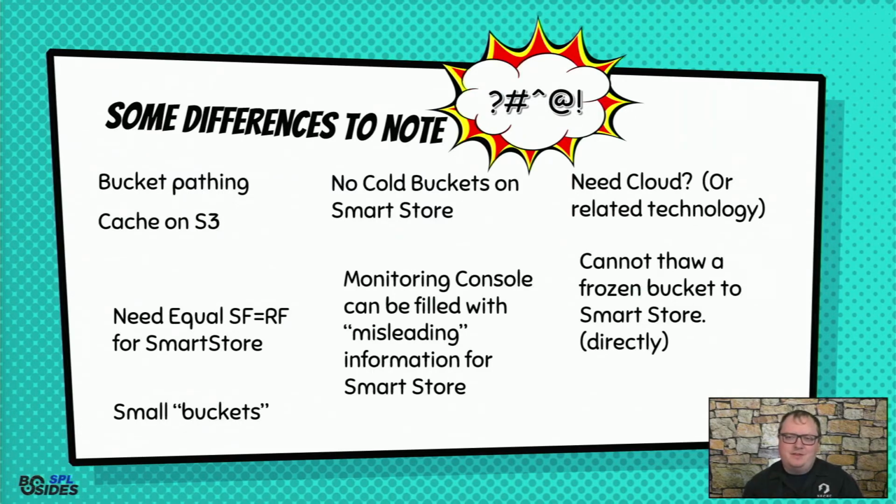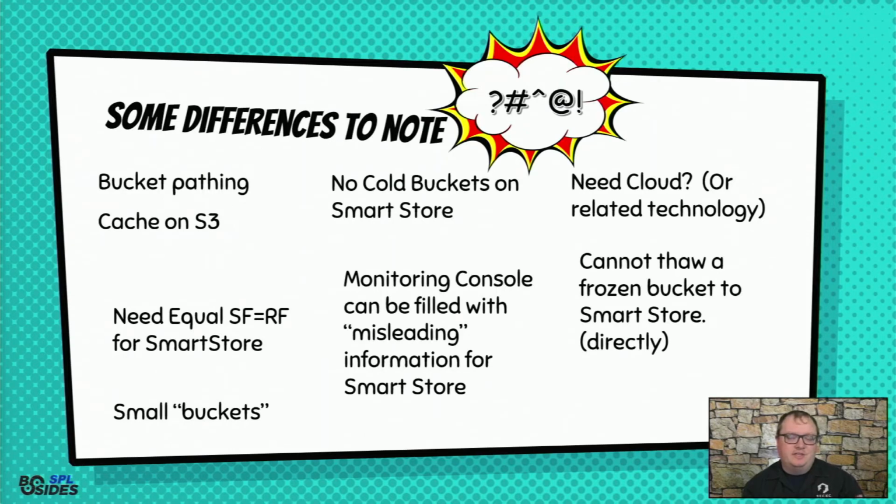The other caveat that I've hit is there's no easy way to thaw data using SmartStore. In fact, it's not supported. Straight from the docs, you cannot thaw an archive bucket into a SmartStore index, even if the bucket, prior to freezing, was part of a SmartStore index. So if you have data that you are freezing, you can't have that data brought back into that same SmartStore index. You have to set up a completely separate index, local disk.